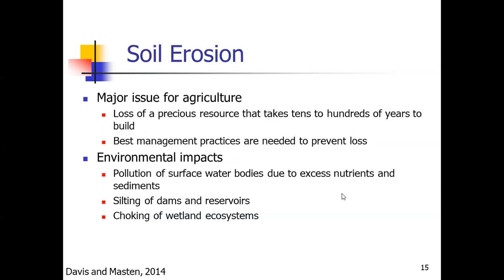This can also lead to excessive eutrophication of surface water bodies. Because of that, you will get silting of dams and reservoirs, and you will get choking of wetland ecosystems. So all these things can happen mainly because of soil erosion.